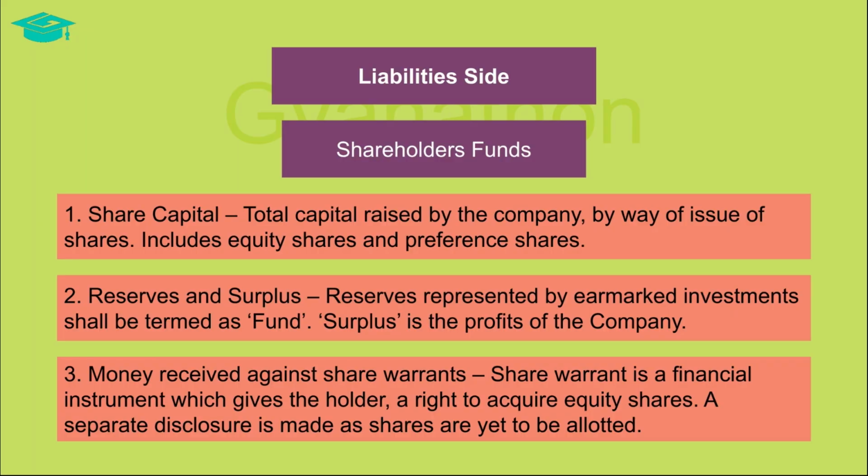The first major head under liabilities is shareholders' funds. As the name clearly suggests, this head consists of items that are investments and belongings of shareholders. The first one is share capital. This is the total capital raised by the company by way of issue of shares. The shareholders are the ones who have invested in the shares of the company and thereby hold the shares of the company. It includes both equity and preference shares.